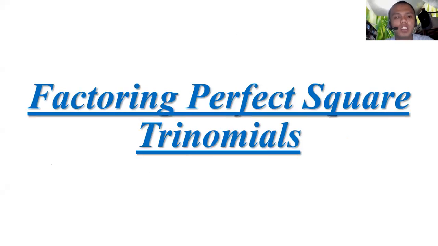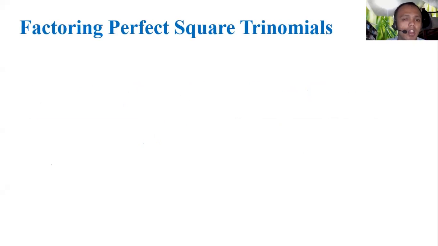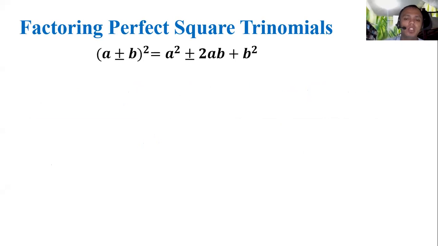So today we will discuss factoring perfect square trinomials. We will follow this form: a plus or minus b squared is equal to a squared plus or minus 2ab plus b squared. In factoring perfect square trinomials, we factor from this form into this, sorry, the other way around. This is the perfect square trinomial, and this is its factor. This is called squaring of a binomial.